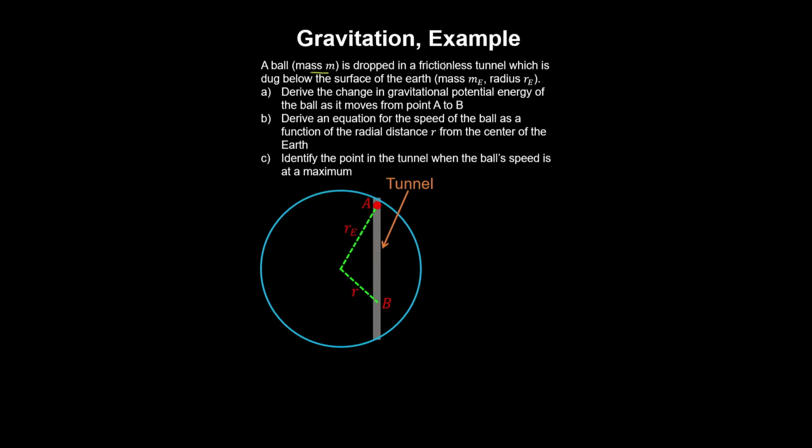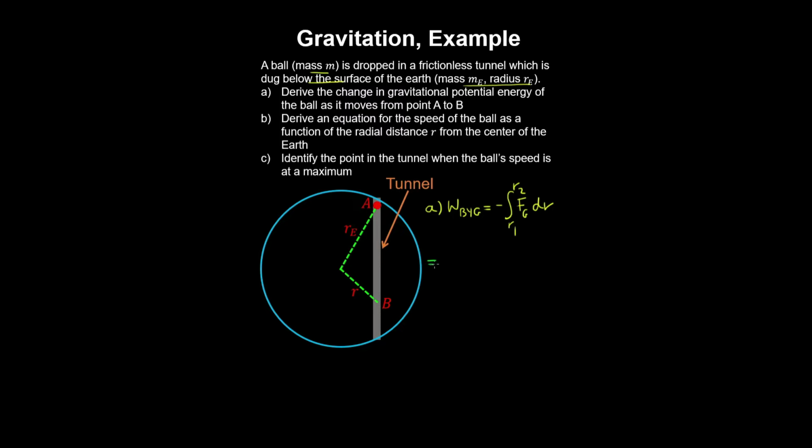A ball is dropped in a frictionless tunnel, which is dug below the surface of the Earth. Derive the change in gravitational potential energy as the ball moves from A to B. Well, the work done by the gravitational force is equal to the negative of the integral of the force over the radius. And we assume R1 is less than R2, so the gravitational force does negative work.